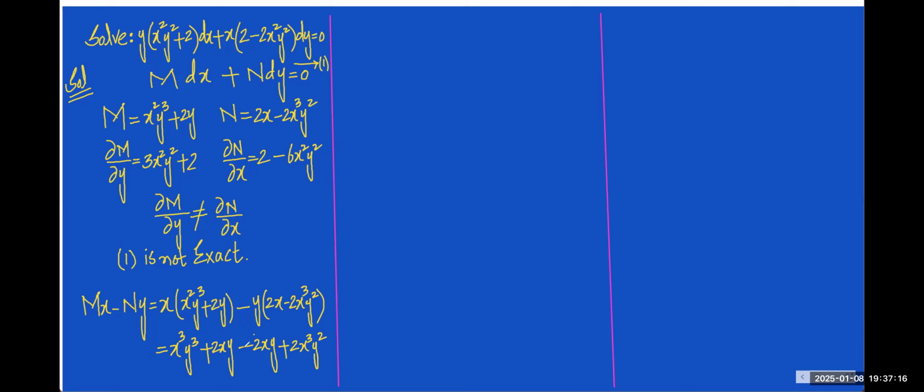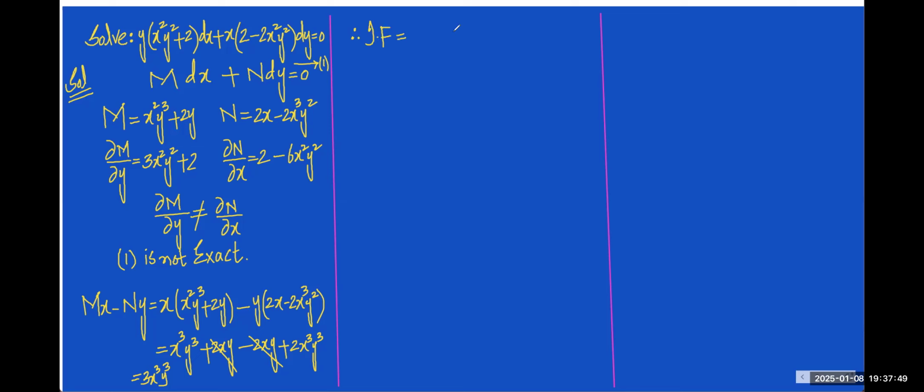These two terms are obviously cancelled. 2x cube y square, no, sorry, it is not y square, it is also y cube. So then it is cancelled. x cube y cube plus 2x cube y cube together becomes 3x cube y cube. Yes, 3x cube y cube is the value of Mx minus Ny. Then immediately we decide, therefore, our integrating factor is 1 by Mx minus Ny.